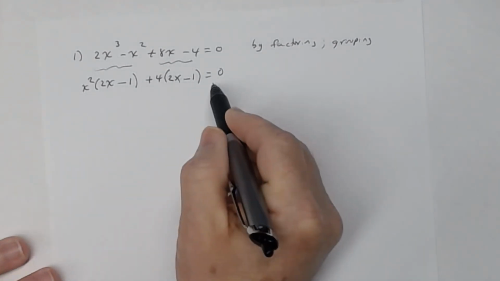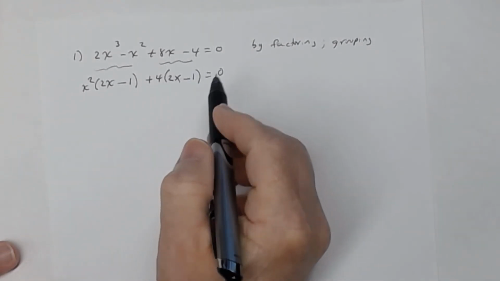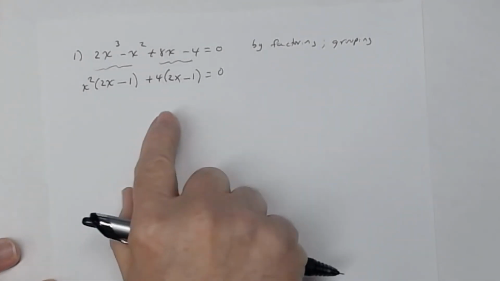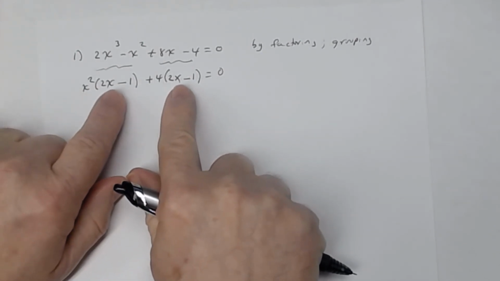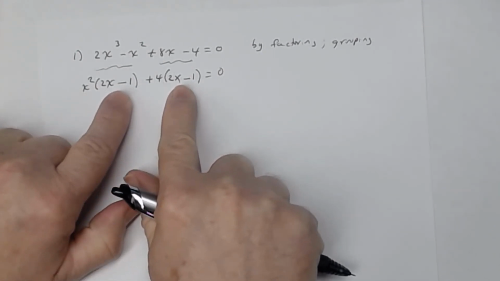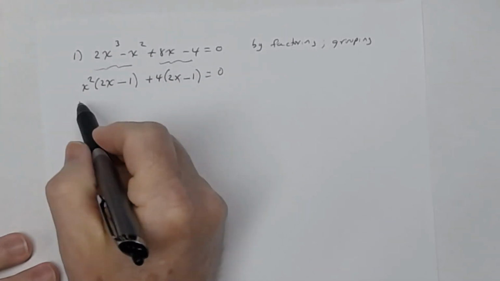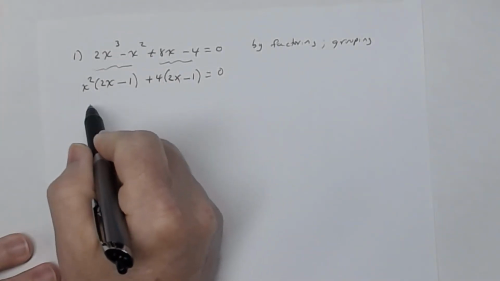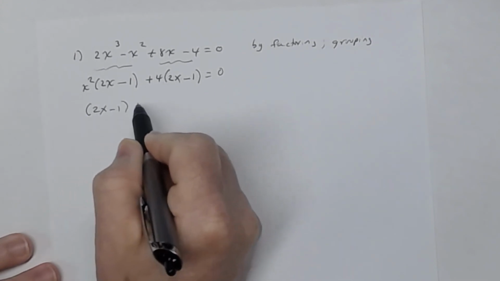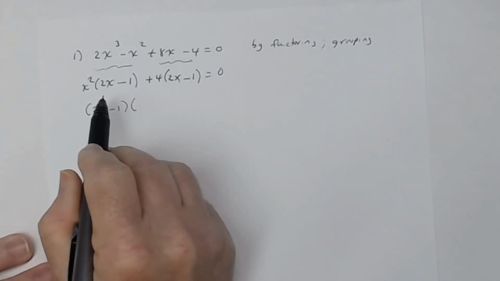Equal 0. Just make sure you say equal 0 because these are equations. Now, what you want to do next is, again, notice that those 2 expressions here are the same. So now what you want to do is factor that out. So basically you're going to say, I'm going to factor out 2x minus 1, and then I'm going to write as a product of whatever's left.